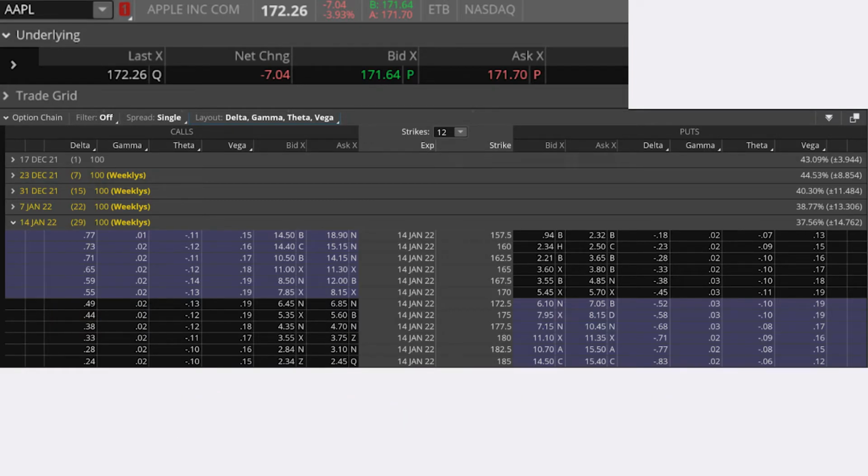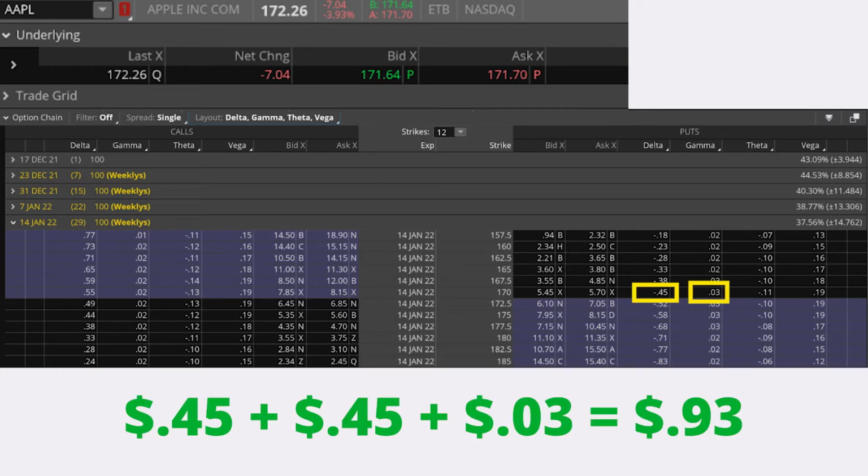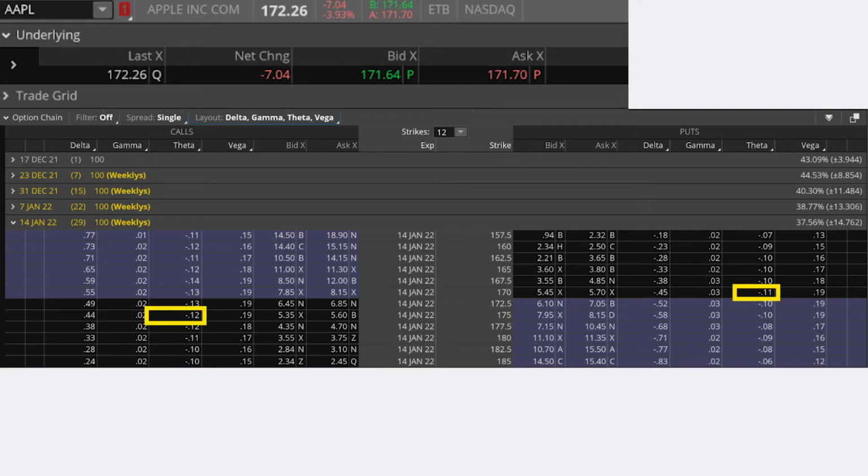Same thing for puts. If you think Apple is going to go down and you get a 170 strike put now, if Apple goes down to 171.26, your puts will gain 45 cents. If Apple goes down $2, you add 45 cents twice, plus gamma to the premium. Then we have theta, which is straightforward. For your 175 call, your premium will lose 12 cents after today. And for your 170 puts, your premium will lose 11 cents after today.